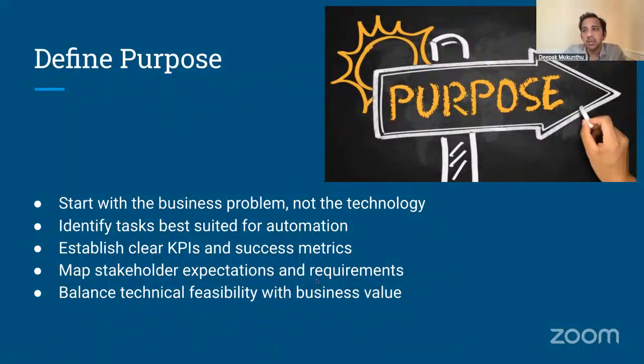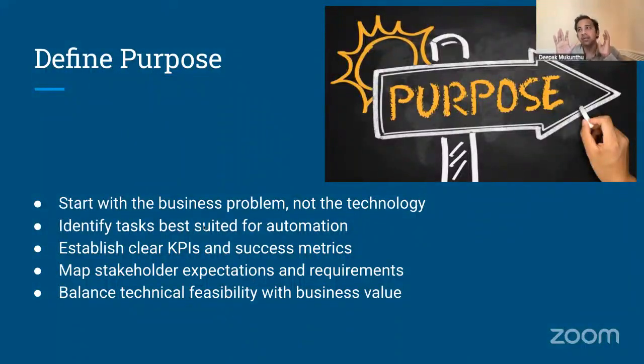Stakeholder expectations and requirements are the next things you need to make sure of. Once you have your goals, then you figure out who are the users and what do they need and how do you make sure that your investments are meeting their requirements. And then always balance technical feasibility with business value. This is very, very important. Again, there are a lot of interesting technical advancements that we're going through, but make sure that you balance those with the business value.